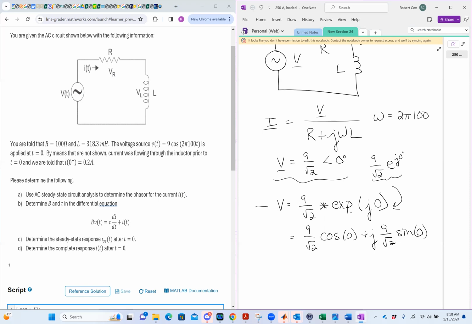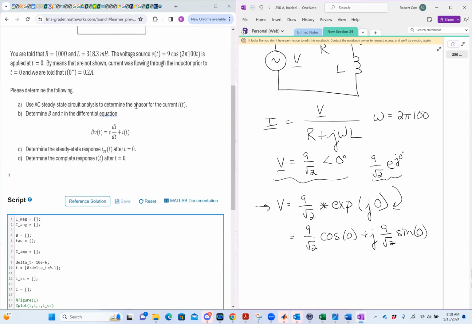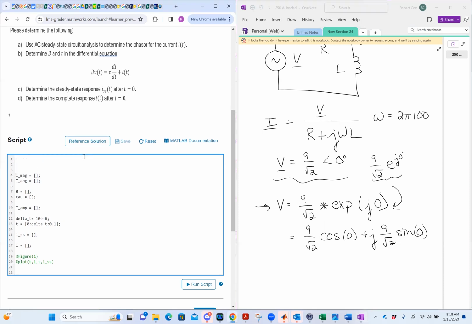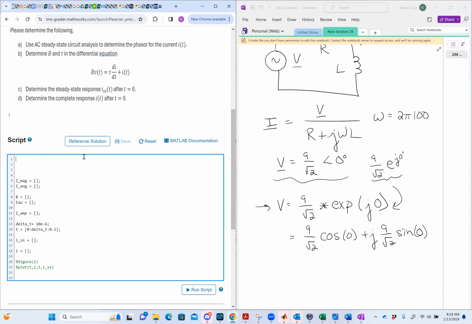I typically will do it this way. Okay. All right. Here's how I'm going to approach this. I'm going to go into the script, and I know it's looking for IMAG and I angle. So what I'll do is define a few things first. I know that R, I was told, was 100 ohms.